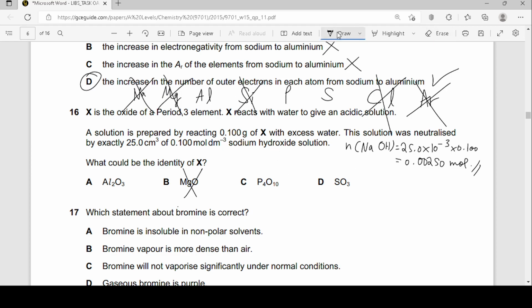Next, let me think about this. What's a good way to approach this question? How about I just write down the equations for each of them? So if I start out, which one to start out with?